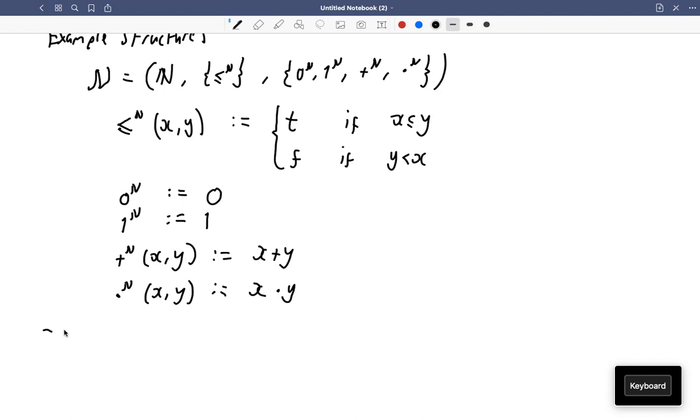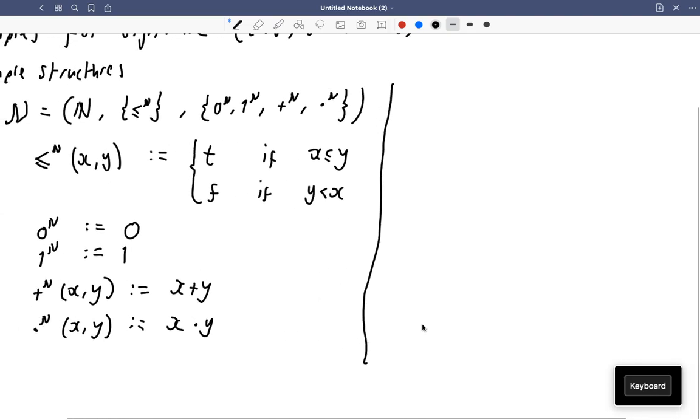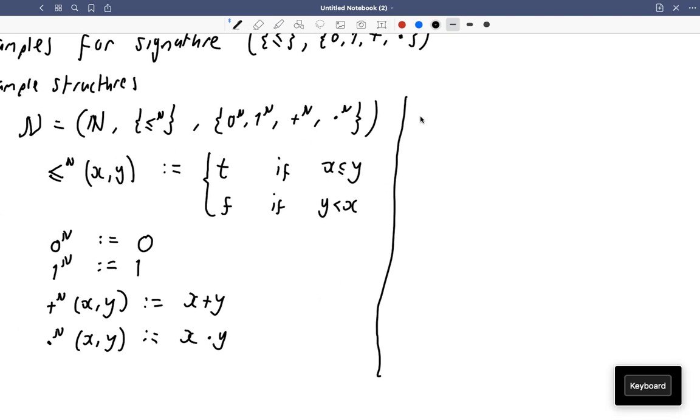So another example structure would be, say, a different interpretation in the natural numbers. It's still going to have the underlying set as the natural numbers. But the point of this, and we'll have a less than or equals ≤_N', a 0_N', 1_N', plus_N', multiplication in N', and so on.